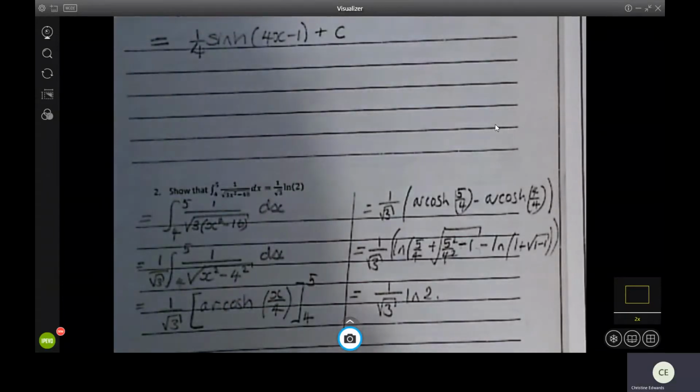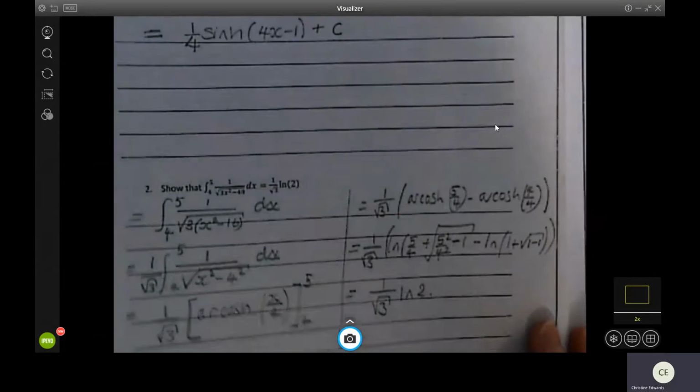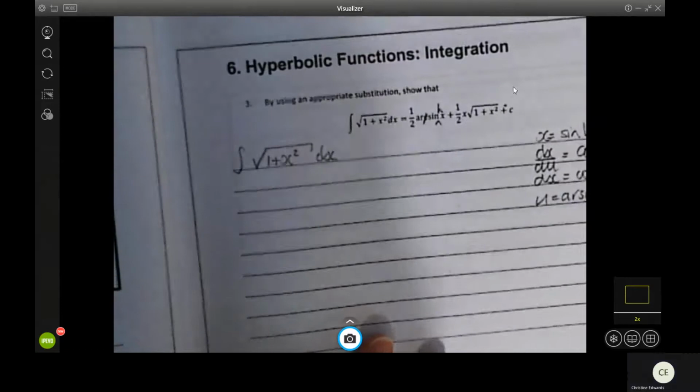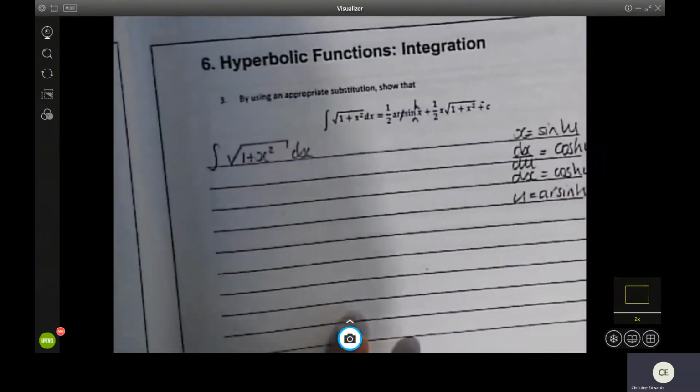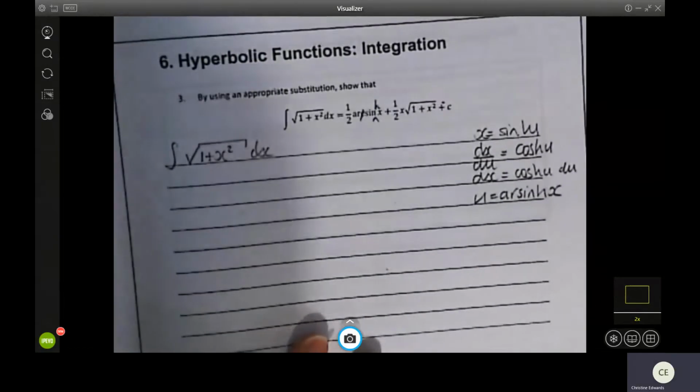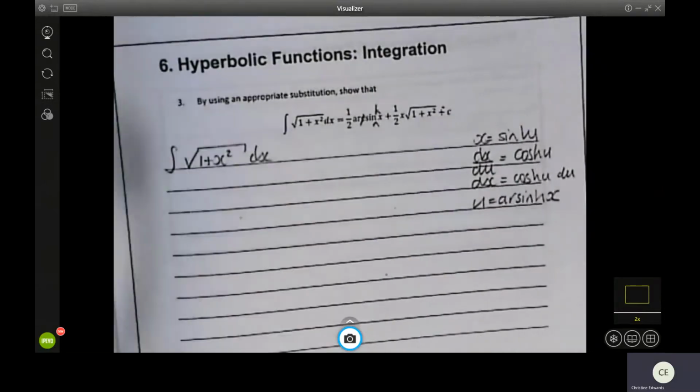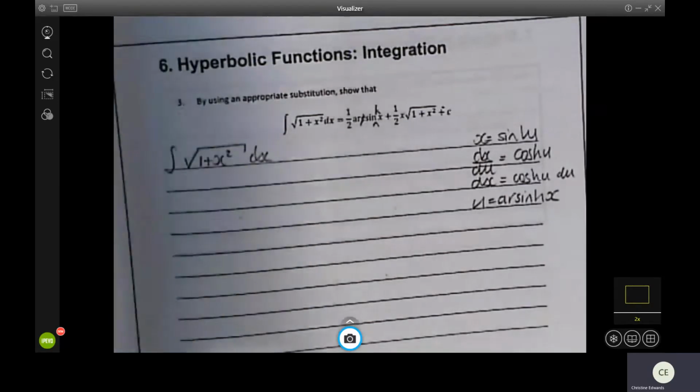Now we're going to have a look at examples 3 and 4, which ask us to use appropriate substitutions. So, example 3. This introduces using hyperbolic substitutions for solving integrations, and some of these questions are tricky. So let's work through question 3, and then it will be good to practice some of the harder questions.